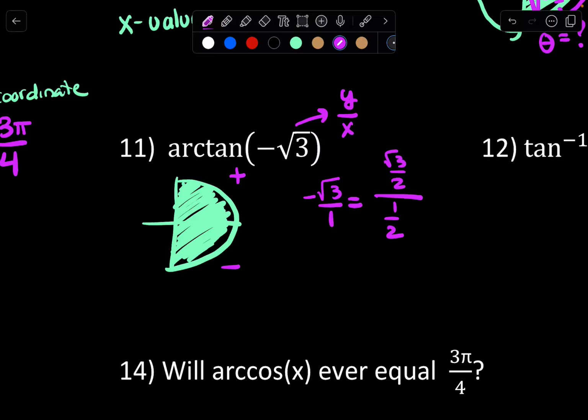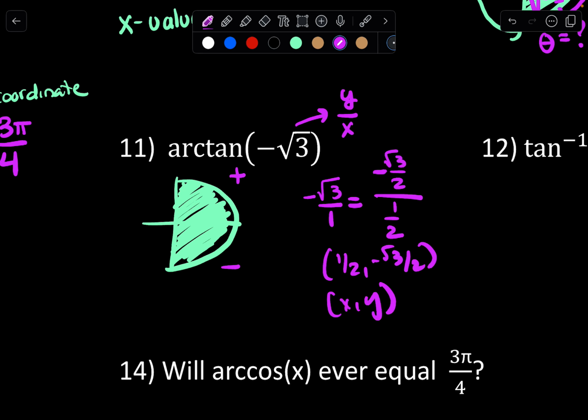Now, which one is negative? Based on our possibilities, we can't have a negative x value because arctangent does not exist in the negative x values, which is quadrants 2 and 3. So that means your y value is negative, which would be the root 3 over 2. Okay, and that gives you your coordinate point. The coordinate is 1/2, negative root 3 over 2. So that is our x comma y.